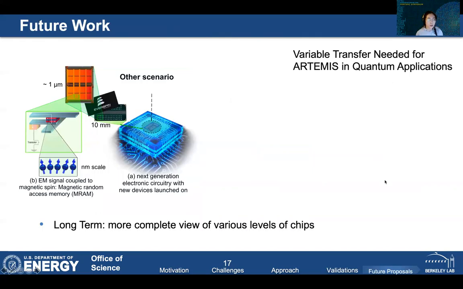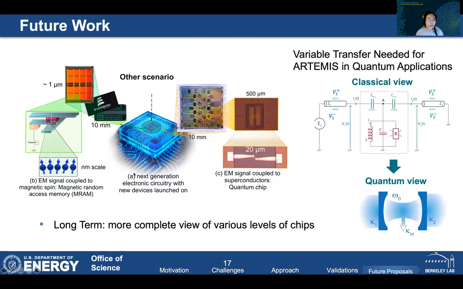Our future work includes modeling the realistic structures of MRAM. At the same time, as mentioned, we would also add the superconducting module so that we can predict the performance of superconducting quantum chips. We also recognize the language transfer between classical fields and quantum language to describe the problem. So we are still exploring how to apply the code package in quantum applications. And our long-term goal is to have a more complete view of various levels of the chips and reach different levels of magnification.